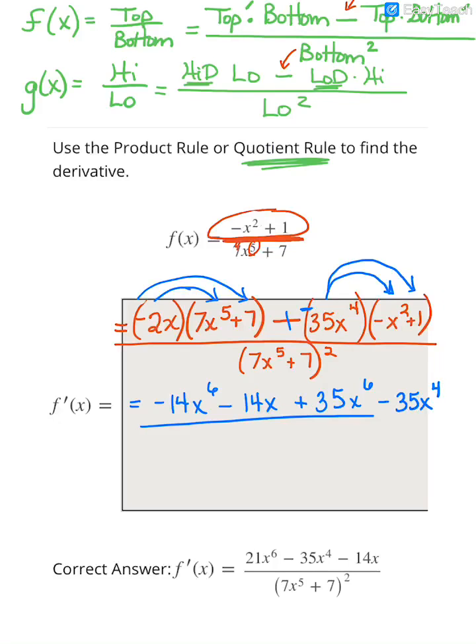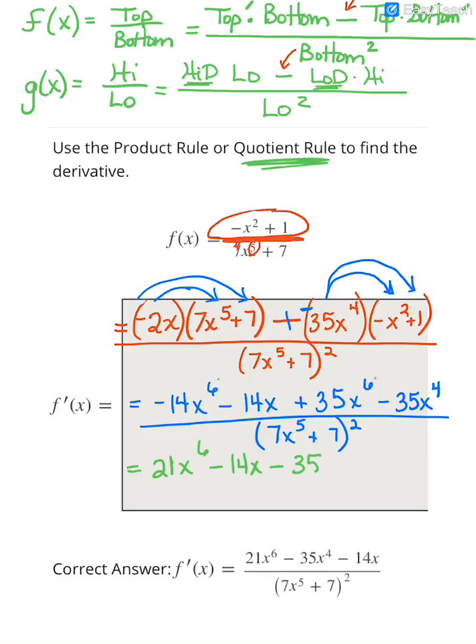And then on the bottom, they do not expect you to FOIL that out. We're just going to leave it as 7x to the 5th plus 7 squared. Now we'll combine like terms. Notice I have two terms that have x to the 6th. So negative 14x to the 6th plus positive 35x to the 6th is going to leave me with 21x to the 6th. And then the other terms I can't combine. It doesn't really matter, but I'm just going to put them in the order that they appear.